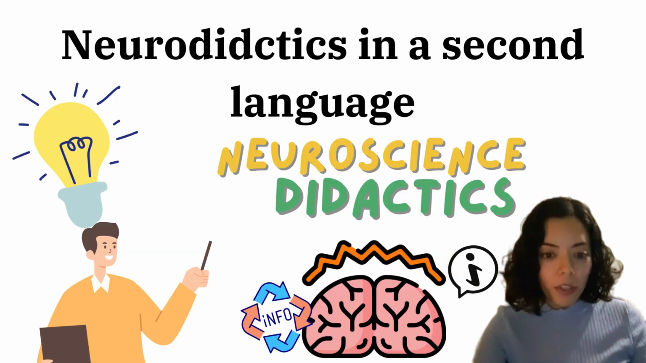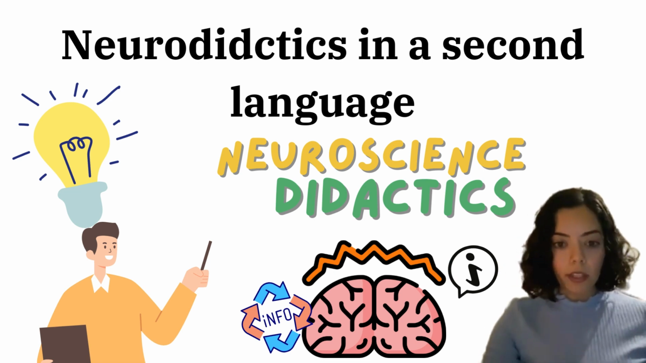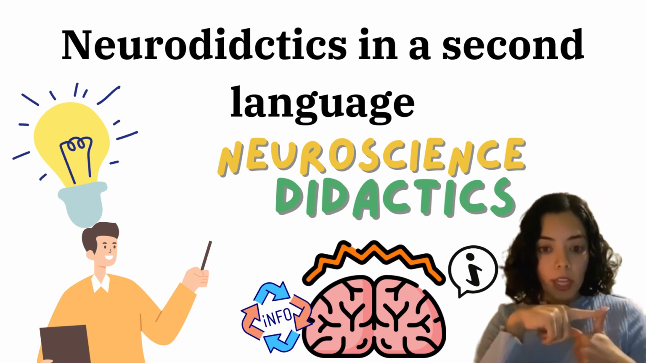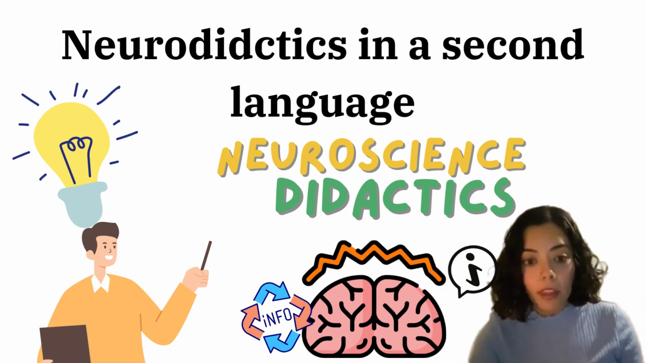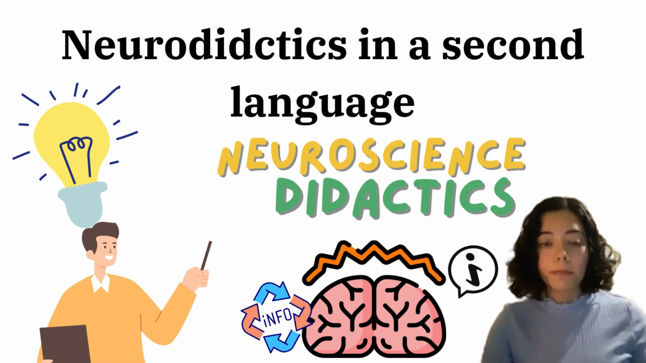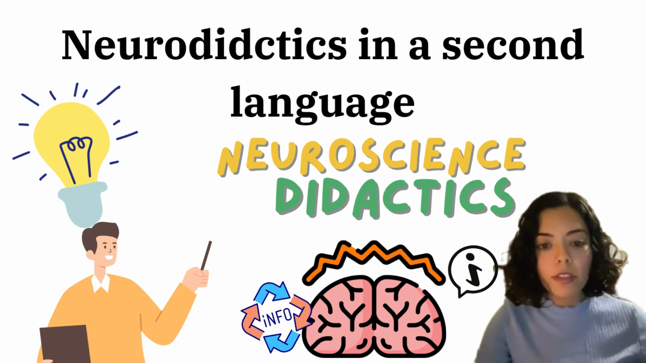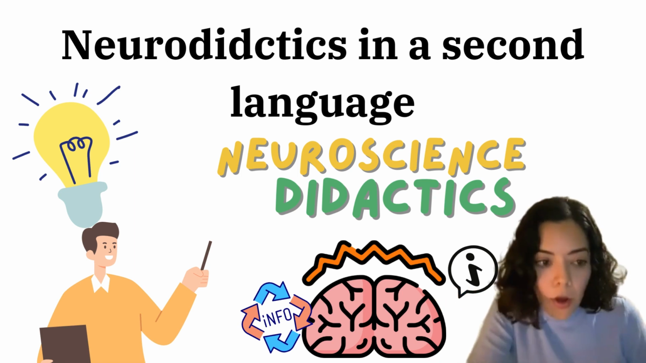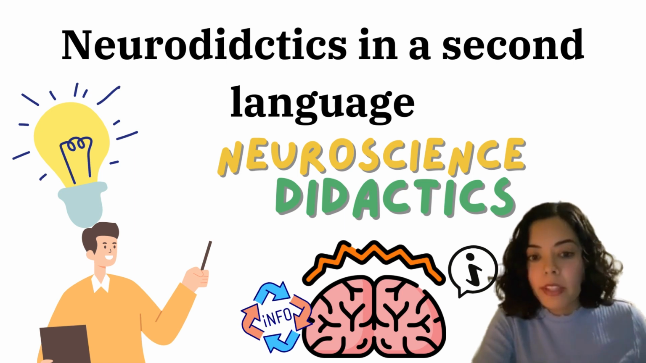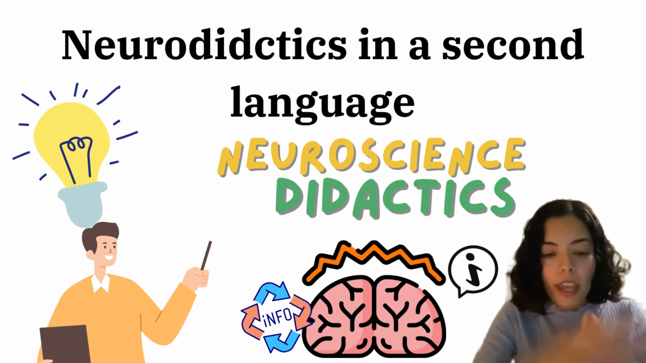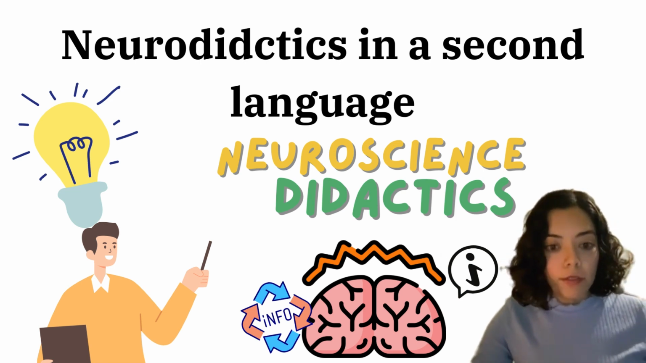So, we're going to start with neurodidactics in a second language. Neurodidactics works with neuroscience and didactics, and these modified the method of teaching and learning. And there have been different types of learning acquisitions, such as communicative approach, language acquisition, task learning, competency-driven learning approach, etc. So first of all, we're going to start with neurodidactics from the brain.